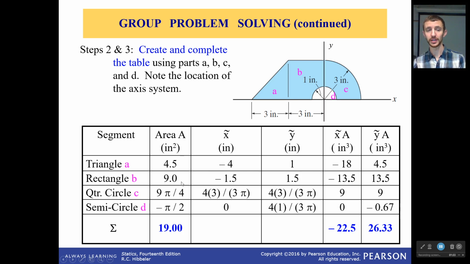Rectangle, fairly simple as well. Quarter of a circle, pi r squared. What is its radius? Its radius is 9. That's the pi r squared right there. Now we're dividing it by 4.